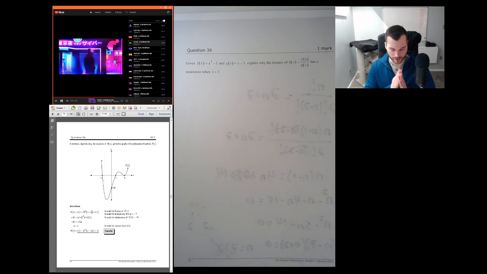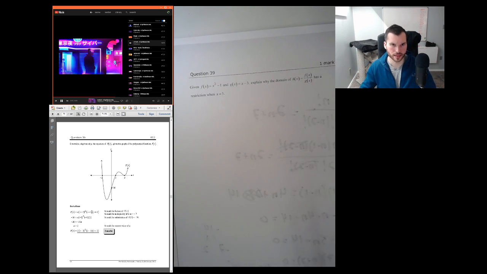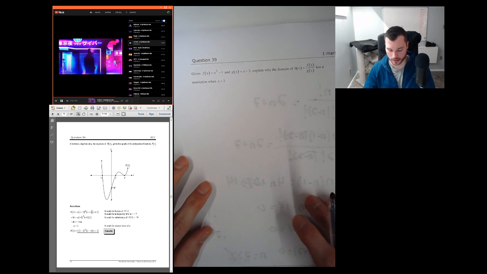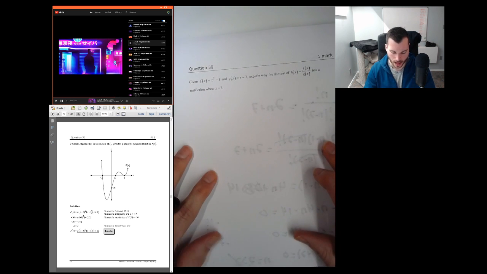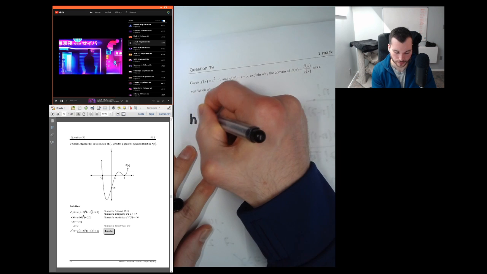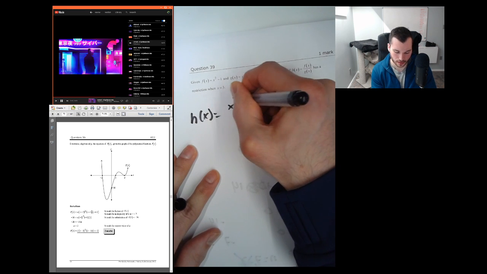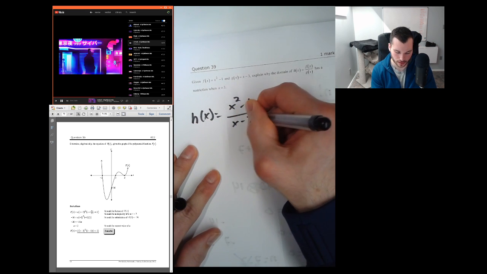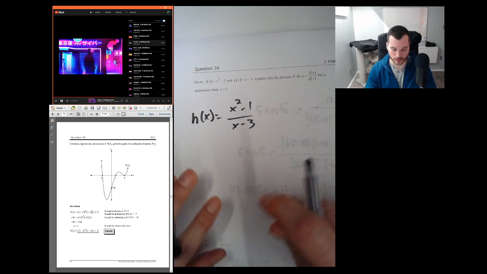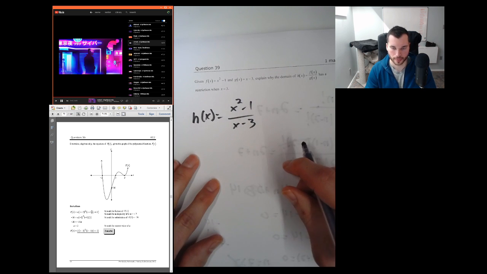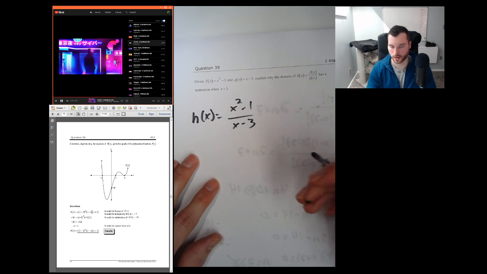Given f of x is equal to x squared minus 1 and g of x, explain why the domain has a restriction. Oh, good. You should be able to do this one. This is new, right? This is what we ended off just before the break with. But check it out. X divided by x minus 3. Explain why the domain has a restriction on this. I mean, straight up, right?